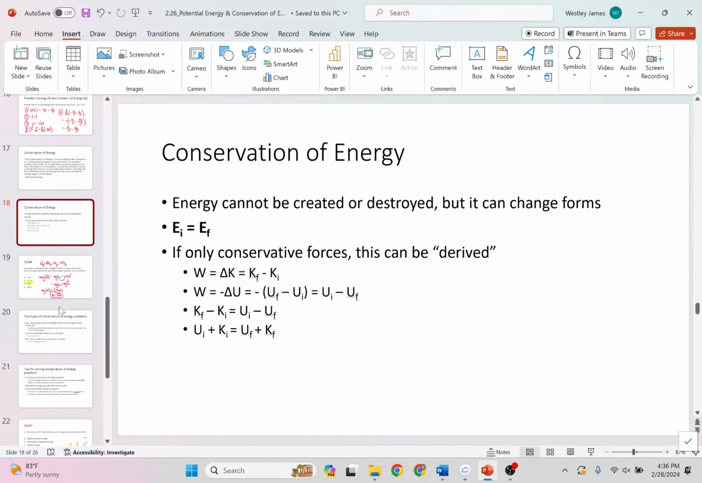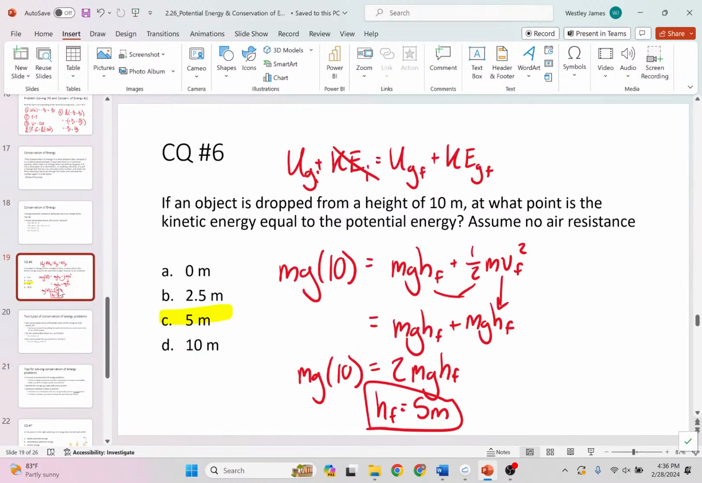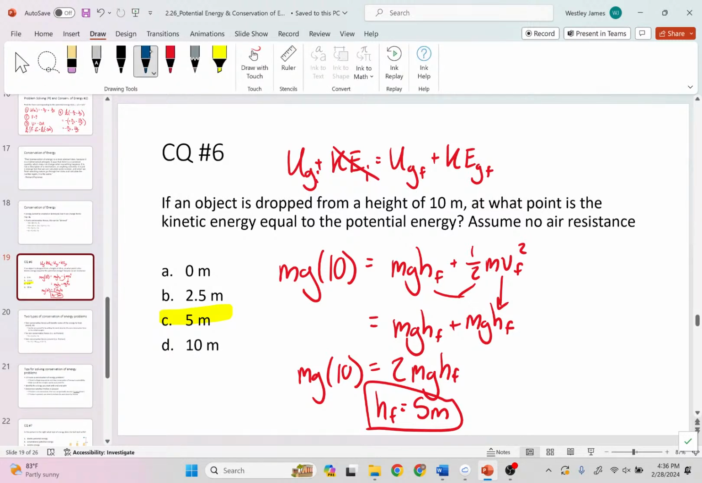And then I'm going to build on that just a tiny bit today. So then we did a problem saying if an object is dropped from a height of 10 meters, at what point is the kinetic energy equal to the potential energy? This is a great problem to look through how I did this. Literally all I did is say they're equal: this is my kinetic energy here on the right, this was my potential energy here on the left. Then I just replaced the kinetic energy with mgh final, and that let me find the height.